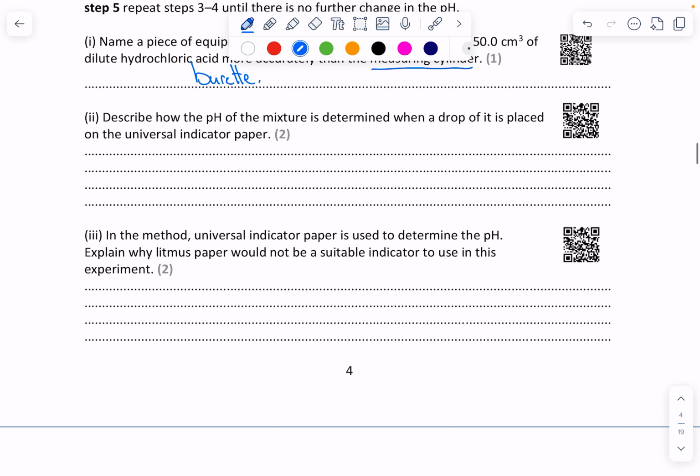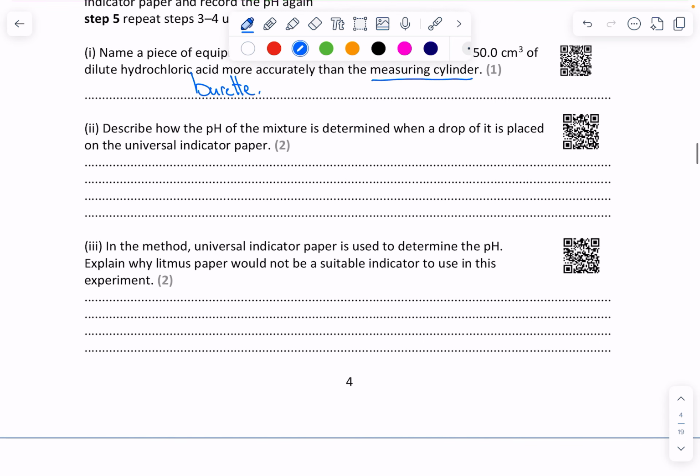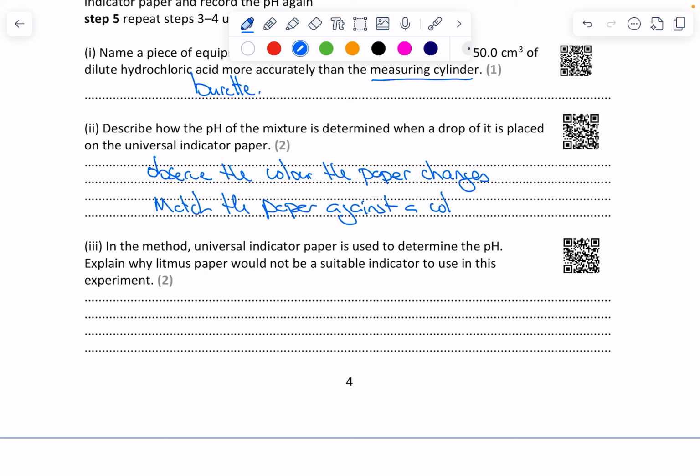Describe how the pH of the mixture is determined when a drop is placed on a universal indicator paper. So what you would do is you would observe the color the paper changes, and then match the paper against a color pH chart. You would then find the actual pH value. The method universal indicator is used.